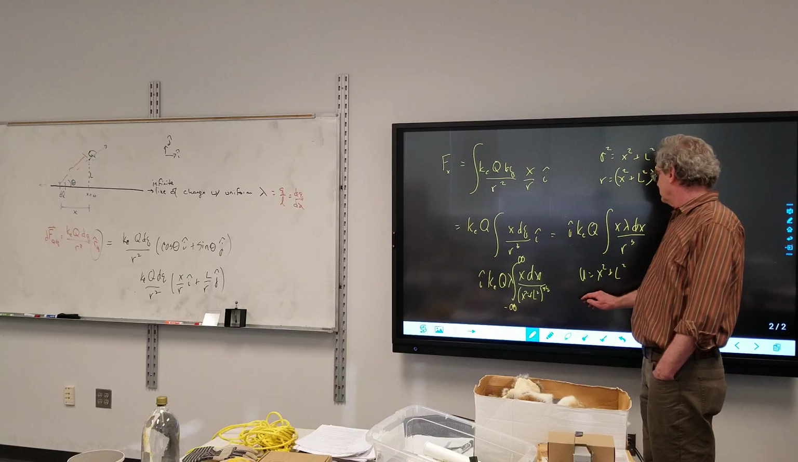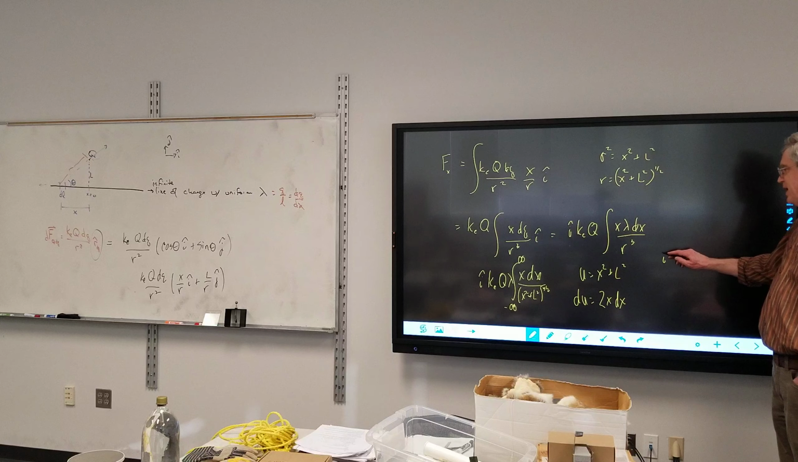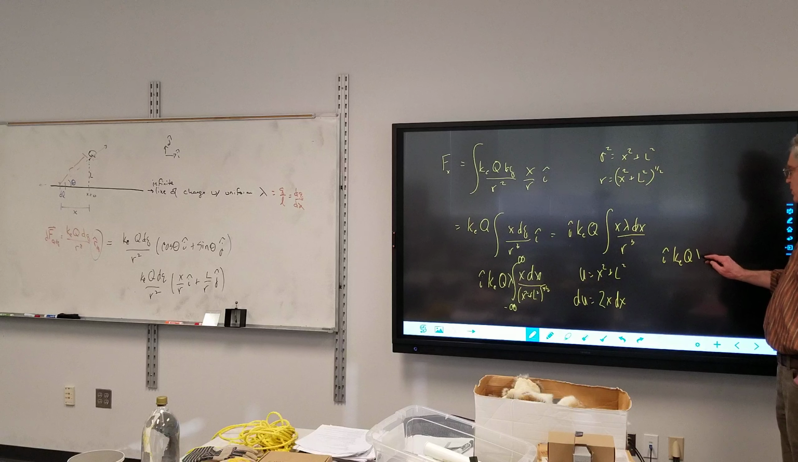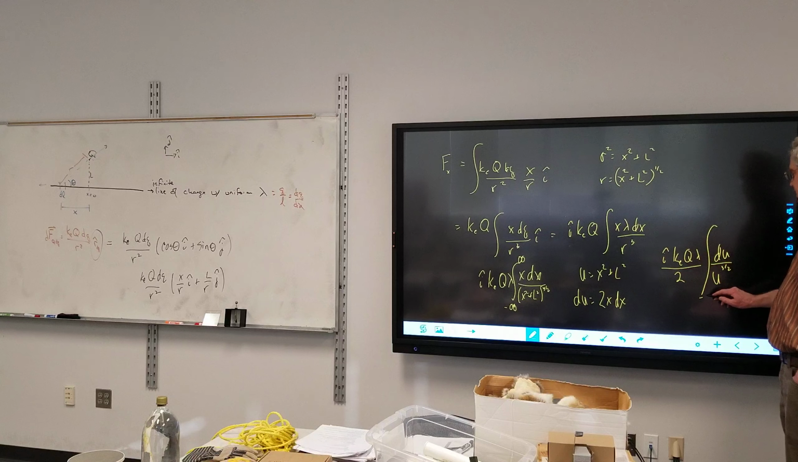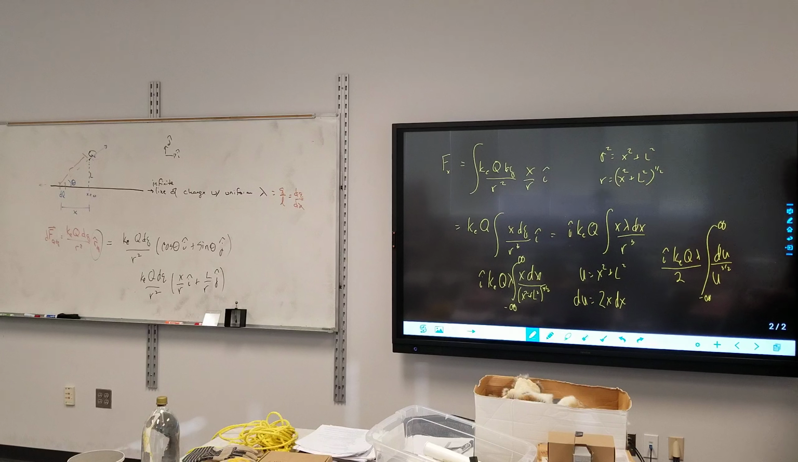So du is 2x dx. So we are now left with i hat k e big Q lambda over 2, du over u to the 3/2. And that's the relationship there, so still negative infinity to infinity. What's that integral?